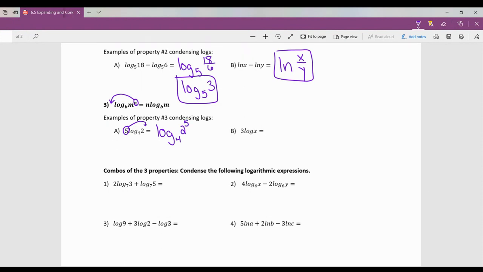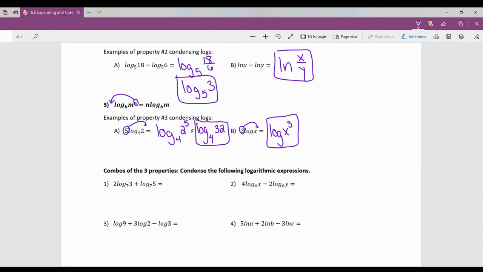But I know what 2 to the 5th is. 2 raised to the 5th is equal to log base 4 of 2 times 2 times 2 times 2 times 2, 32. Final answer. Okay, for B, that's the same thing. We've got this number out in front, so we're going to move that number out in front to the exponent. Now remember when there's no base, this is log base 10. Log base 10, but it's not shown, of x to the 3rd. And that's it. Final answer.